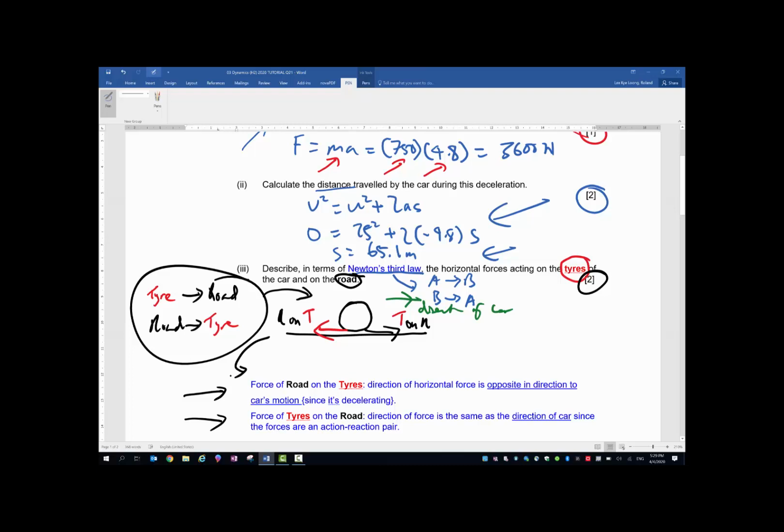So the force of the road on tire, because the tire is part of the car, it has to be opposite direction of motion. So the direction of the horizontal force is opposite in direction to the car's motion, since it's decelerating, and therefore the action reaction will be the other direction. The force of the tires on the road, okay, is the same direction as the car, since the force is an action reaction pair with this one. Okay, so plan your answer, then you write it out for qualitative question.